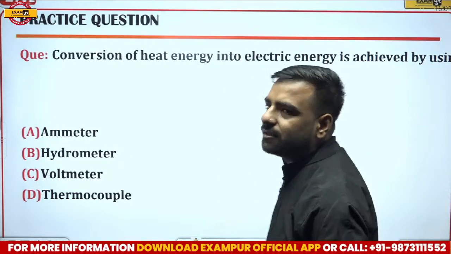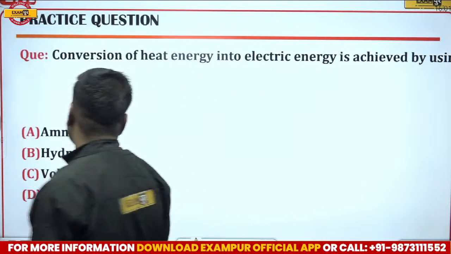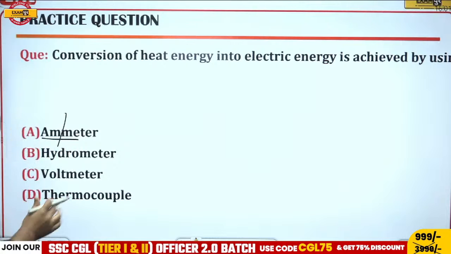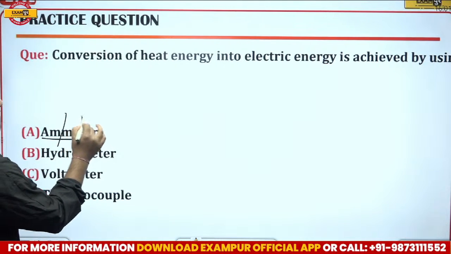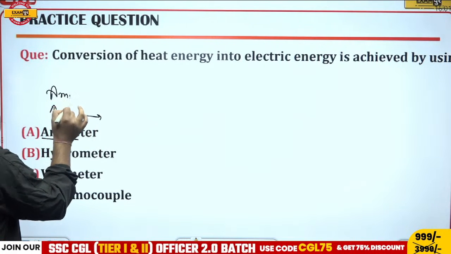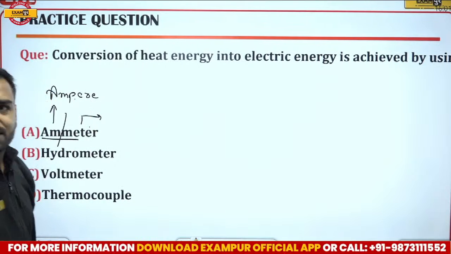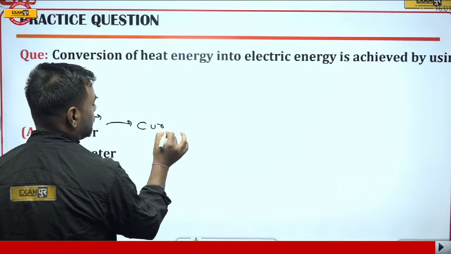Obviously, if I'll go with the ammeter, what do you think? Will it be the correct answer? Obviously not. Why? Because when I'm talking about this ammeter, just try to compare this part. If I break this into two parts, meter, that is the measuring instrument, and AM, I can actually relate it with ampere. So the meter that is measuring the ampere, that means we are talking about current, right?